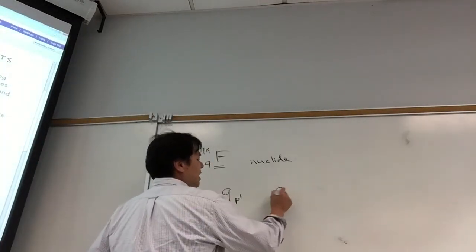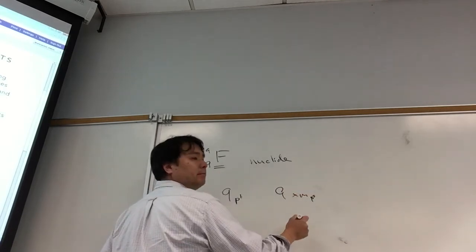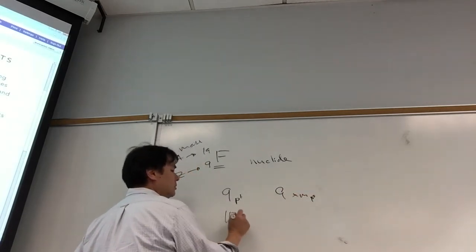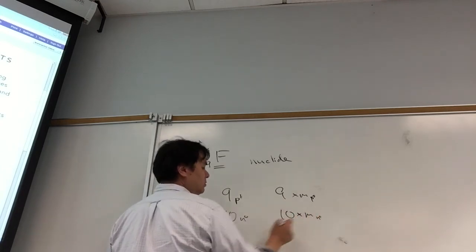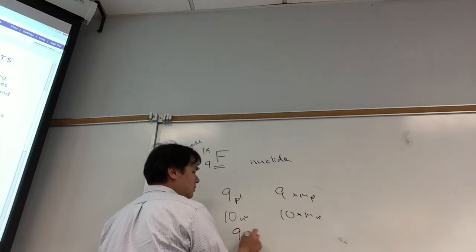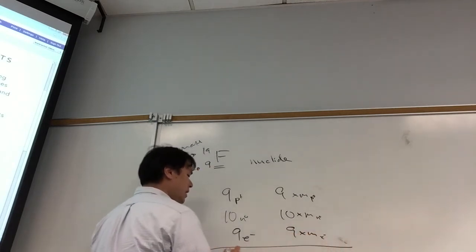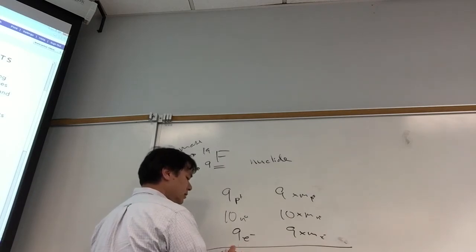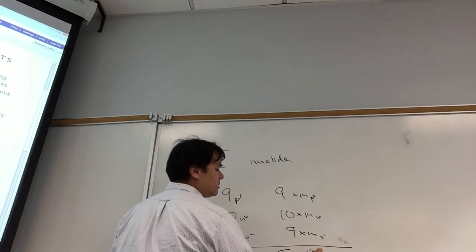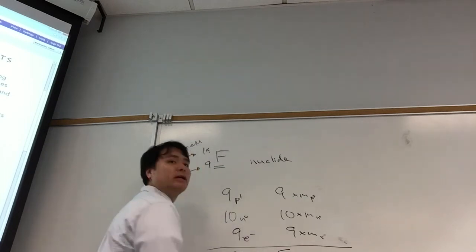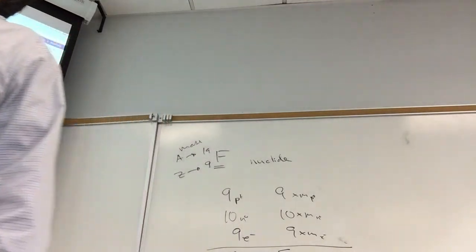Yeah, so we just do 9 times the mass of a proton, right? And then how many neutrons? 10 neutrons. We do 10 times the mass of a neutron. And how many electrons? 9 electrons, so 9 times the mass of an electron. And we should sum that up. We sum up the masses, we should get the mass of a fluorine-19 atom, or nuclide, or an isotope.